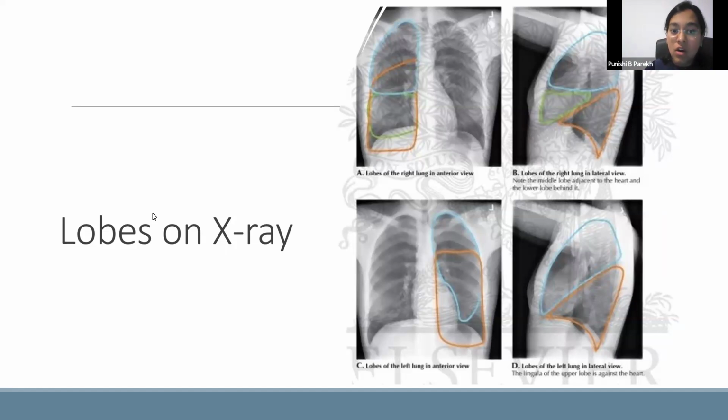On the other hand, if we look at the PA view of the left, the blue line refers to the left upper lobe, and posteriorly, the orange area refers to the left lower lobe. So, on the basis of clinical examination and on localization on a chest X-ray, you can safely say what lobe of the lung is involved in that respective pathology.